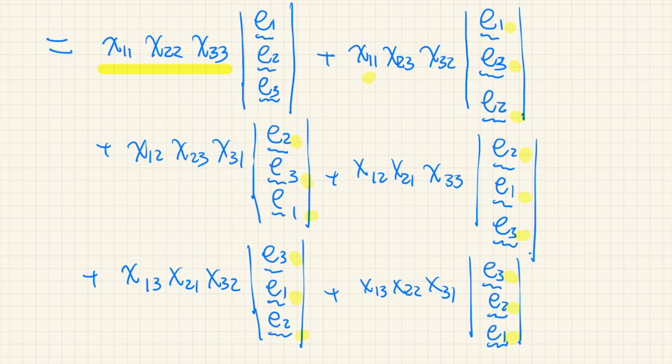Now what remains is the computation of these determinants. These determinants can be calculated by swapping rows. But first of all, let's consider this one, 1 2 3.